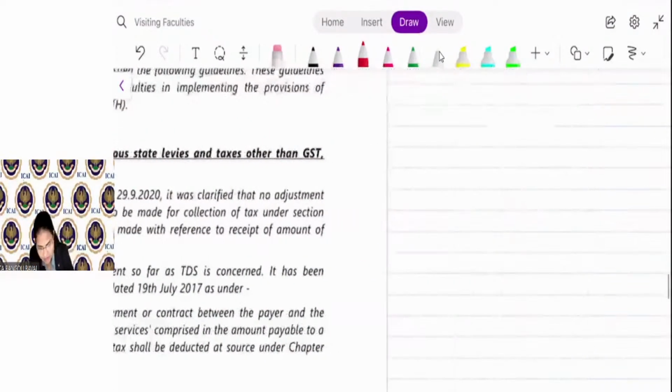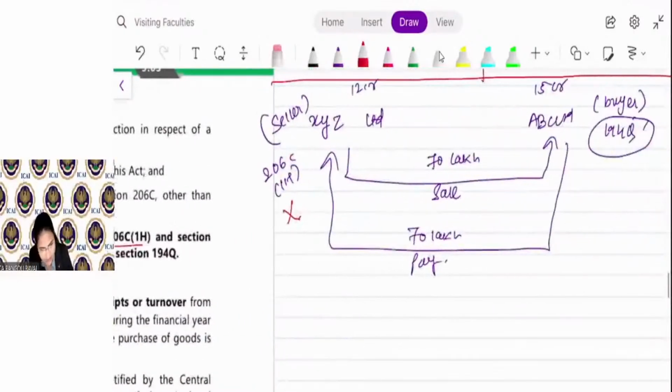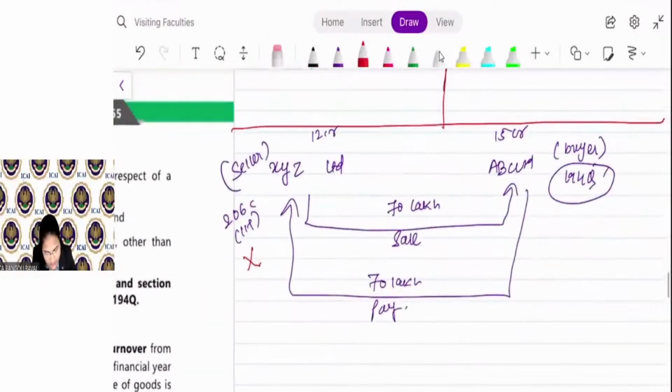No, my dear friend. If here the 60 lakh, see, if the TDS is applicable, then TCS is not applicable irrespective of amount. So only in case of double taxation, TDS is applicable. That's it. That you have to remember.